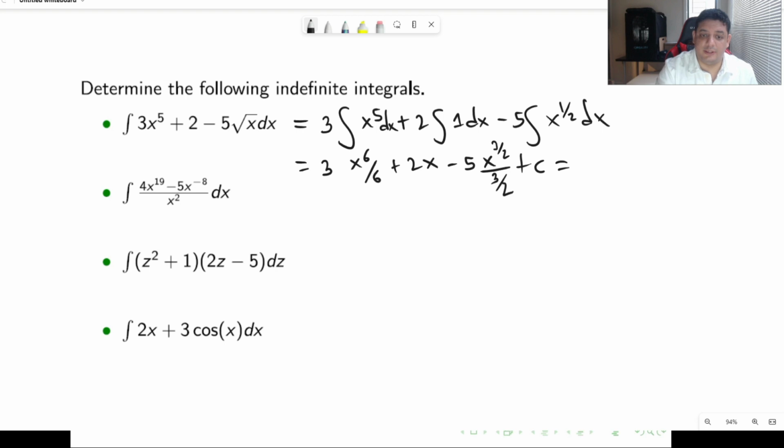If you want, then you can simplify here. You're going to get x to the 6 over 2 plus 2x, and finally this is going to be minus 10 over 3 x to the 3/2 plus c. And that is how we solve the first integral. For the second integral, we're going to have to do a little bit more work.